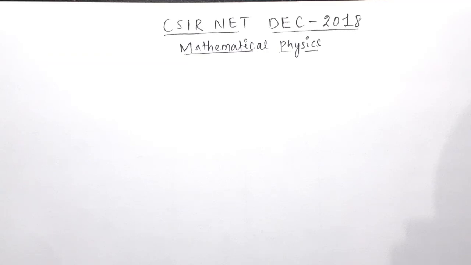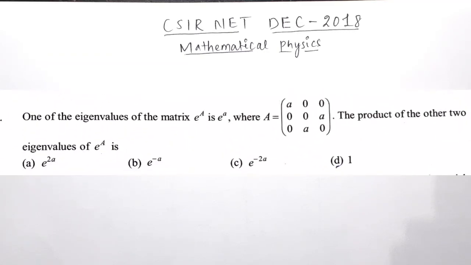Hi everyone. So this is a question from CSIR December 2018 mathematical physics. The question given here is: one of the eigenvalues of the matrix e to the power A is e to the power small a, where capital A is the given matrix here. So what is the product of the other two eigenvalues of e to the power A?